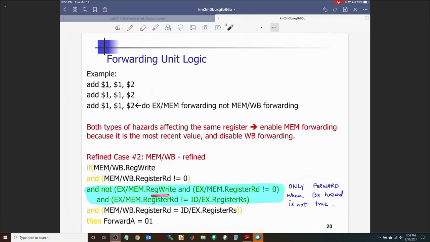So if you are, and not of all of this, right? If you're doing register write and we are not changing the contents of $0, and if the destination register is not equal to the source register. And similarly, you will have another set for RT as well. So that will take care of this situation where we end up with multiple execute hazards, one after the other.